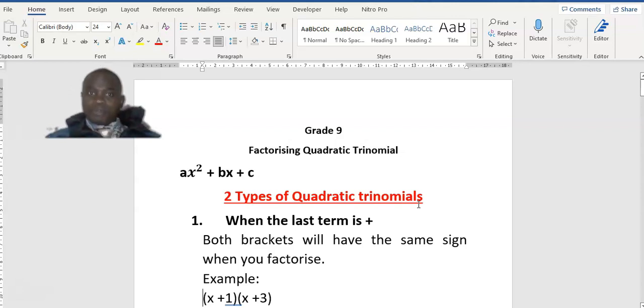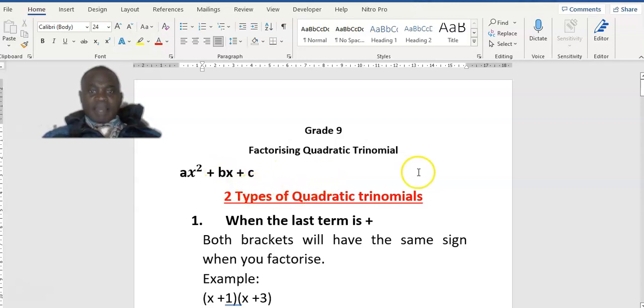Today I want us to look at factorization of quadratic trinomial. When we say tri, it means 3. So a quadratic expression that has 3 terms, like this one: 1, 2, 3. So this is a quadratic trinomial. Anytime you have ax squared, it's a quadratic. ax squared plus bx plus c is quadratic.